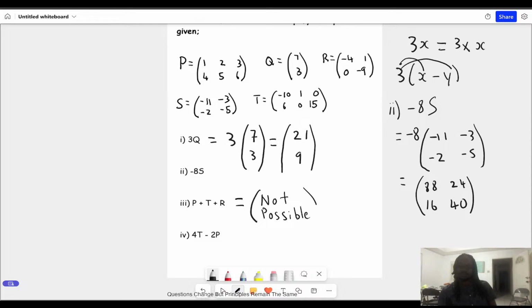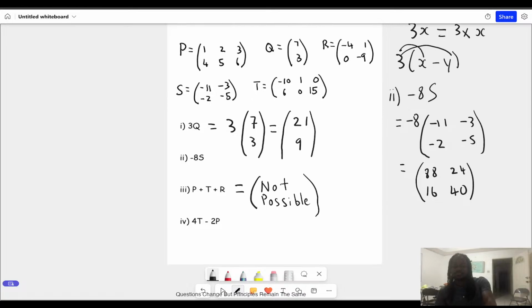And why is it not possible? We already stated that in the notes. In order for you to be able to add or subtract, the orders have to be exactly the same. Even though you might say, sir, but the orders of P and T are the same. Yeah, but the order of R is not the same as those. So that's the difference right there. The orders of everything have to be exactly the same.